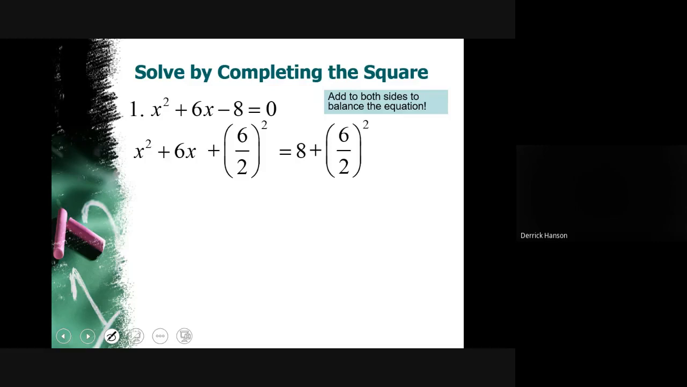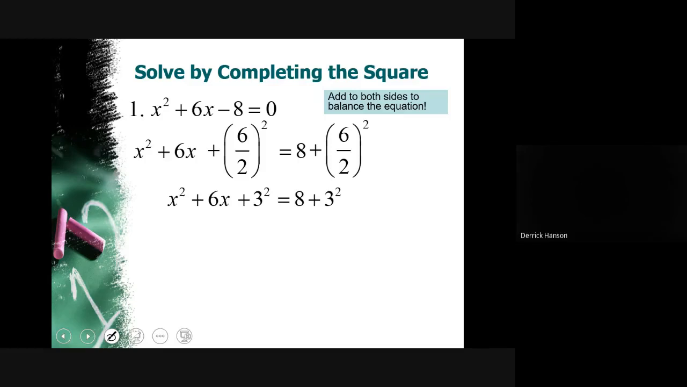What is 6 divided by 2? 3. So now on the left side, 3 squared is 9. We want to factor that: x squared plus 6x plus 9. Although, we do know the pattern now. So our b over 2 was 3. So however you factor this, it should come down to just x plus 3 quantity squared.